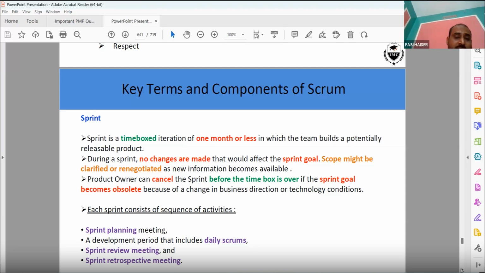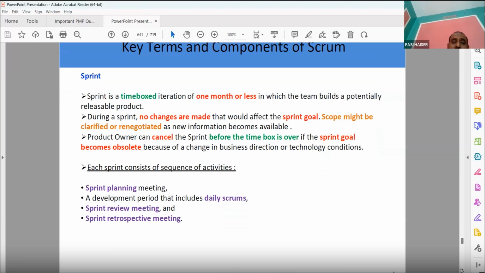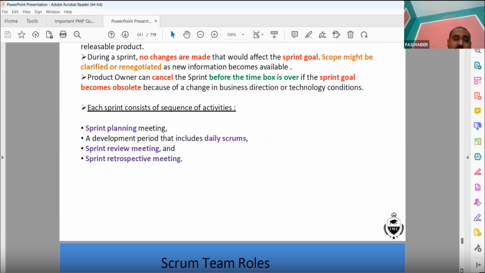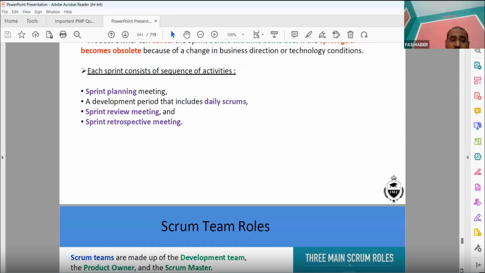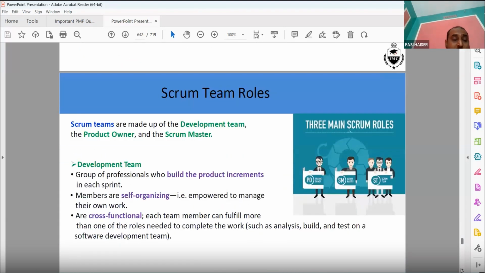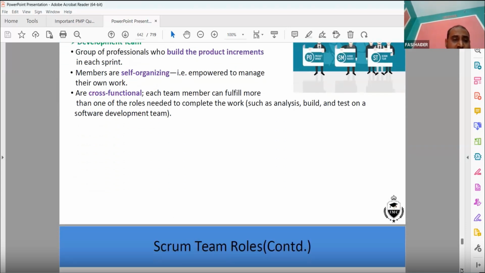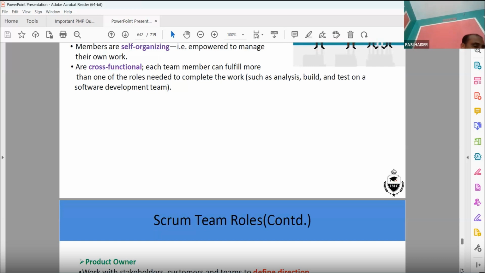During a sprint, no changes are made that would affect the sprint goal. Scope might be clarified or negotiated. The product owner can cancel the sprint before the time box ends if the sprint goal becomes obsolete. Each sprint consists of a sequence of activities: sprint planning, the sprint review meeting, and so on. Scrum team roles include the development team, who are responsible for developing the software, and people who are cross-functional.